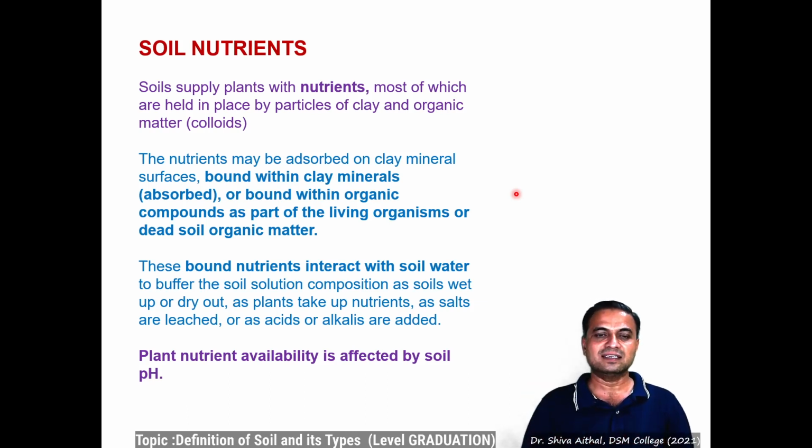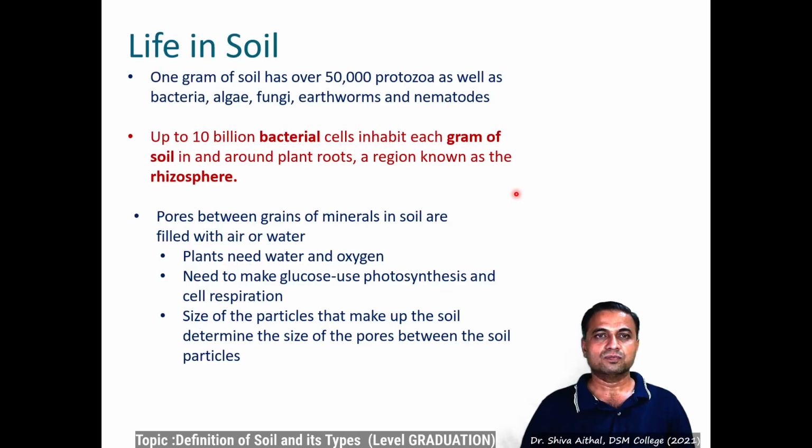Leaching is due to acids and alkalis, nutrient materials, and that is taken up by the plant. So it is a dynamic ecosystem where life is going on continuously. Plant nutrient availability is very majorly affected by soil pH. Alkaline soil, acidic soil, various types of soil chemistry is a different branch of study, and soil chemistry is very important for soil microbiology. That has to be understood.